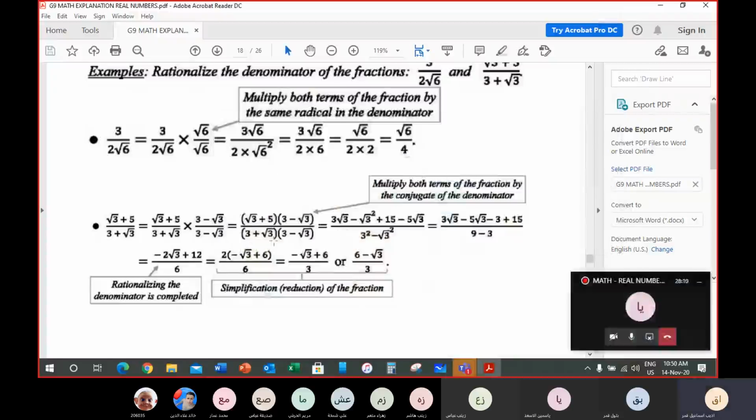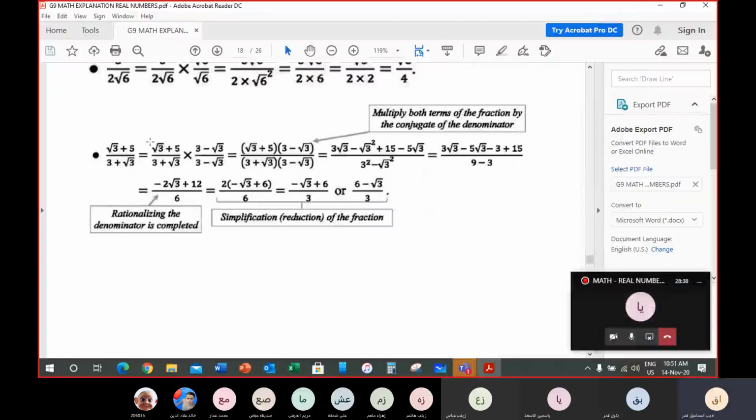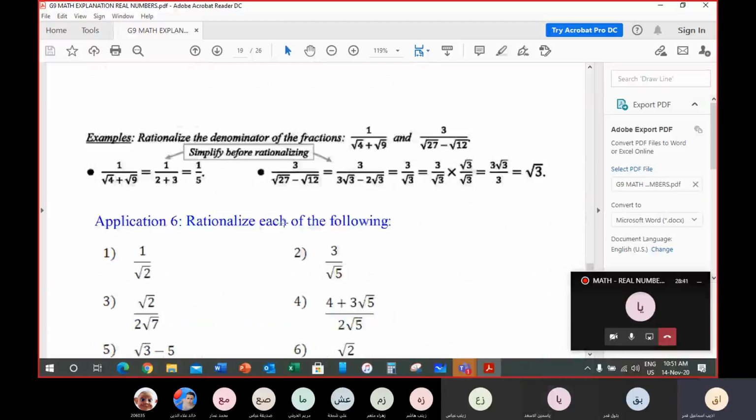As you can see here in the denominator, we have 3 plus radical 3 times 3 minus radical 3: a plus b times a minus b equals a squared minus b squared. We expand the numerator and the denominator, and we get finally the answer: 6 minus radical 3 over 3. And here the denominator is rationalized and the question is answered.